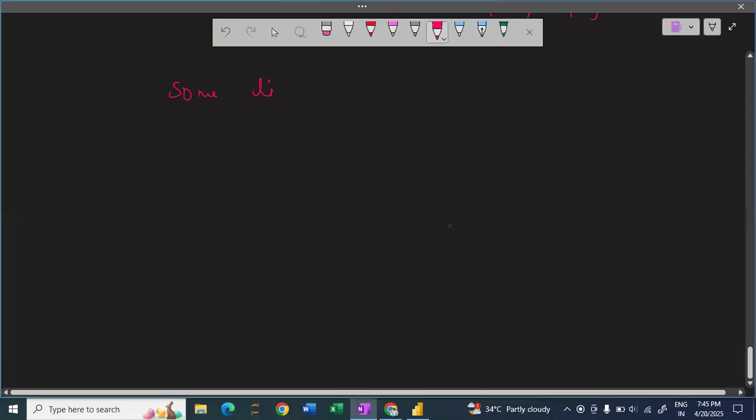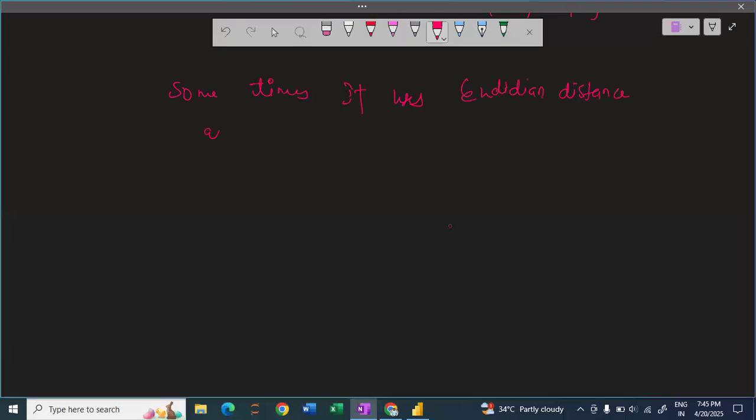Basically, sometimes it uses Euclidean distance formulas. Distance, and mostly it uses a distance matrix.